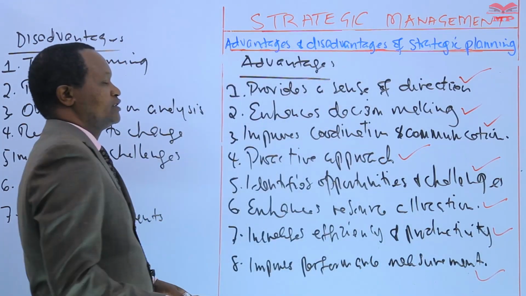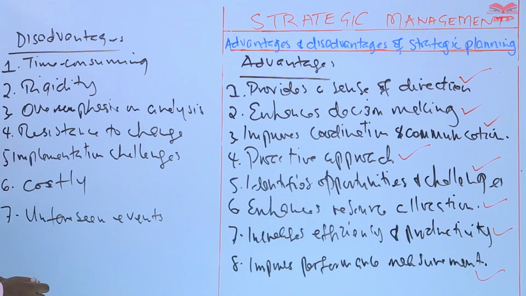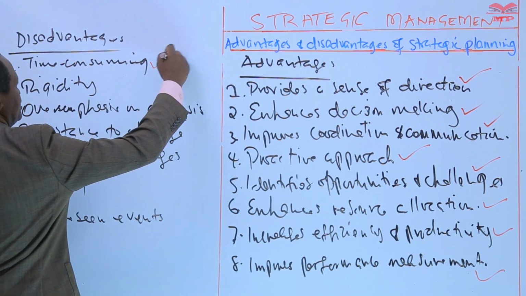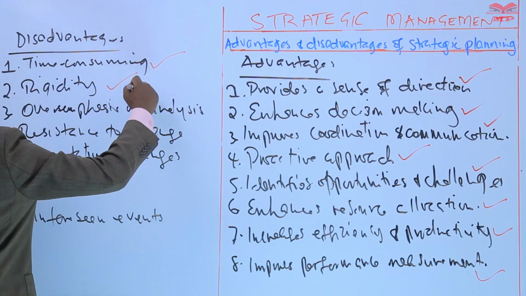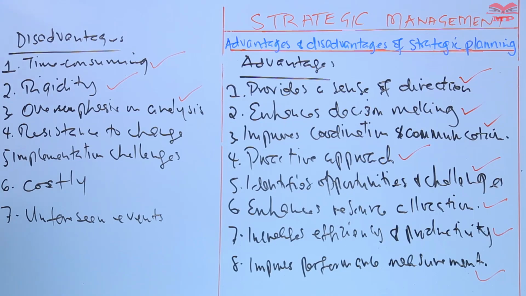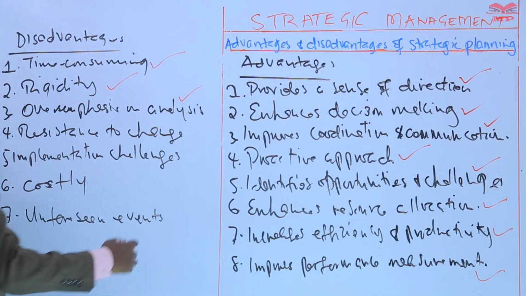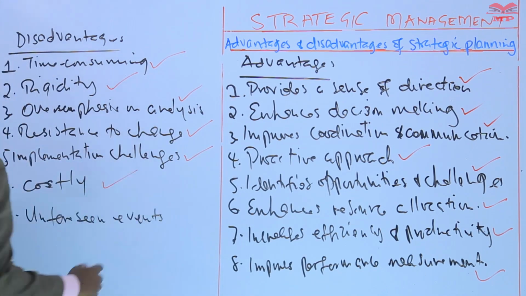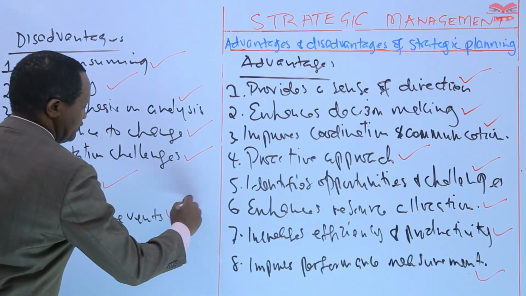Improves performance measurement. We've discussed 7 disadvantages. 1, strategic planning is time consuming. 2, it can be rigid. 3, there is some overemphasis on analysis, which can lead to paralysis. 4, resistance to change from employees. 5, there could be implementation challenges. 6, it can be expensive. 7, unforeseen events.